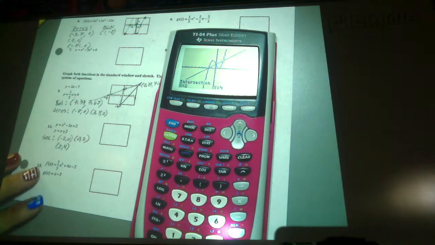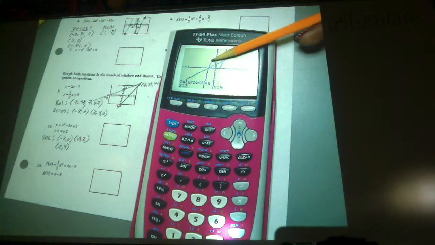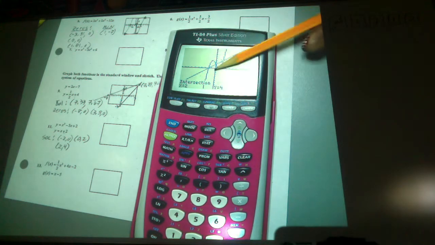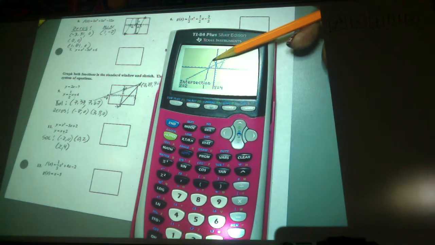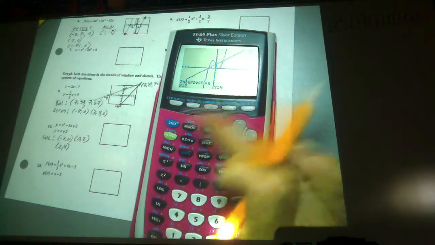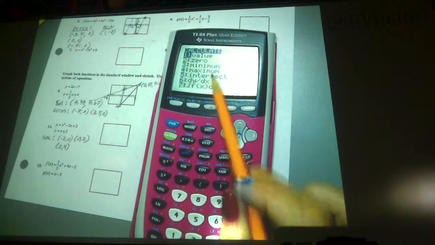One of the things I need to make sure of is we have this relative max and relative min again. So I'm going to show you how to do those again. I want to find out where the highest point of that curve is and where the lowest point of it is. So we're going to calculate this maximum. Maximum meaning that it's the highest it could go. So we're going to do second calc. I'm going to choose maximum.